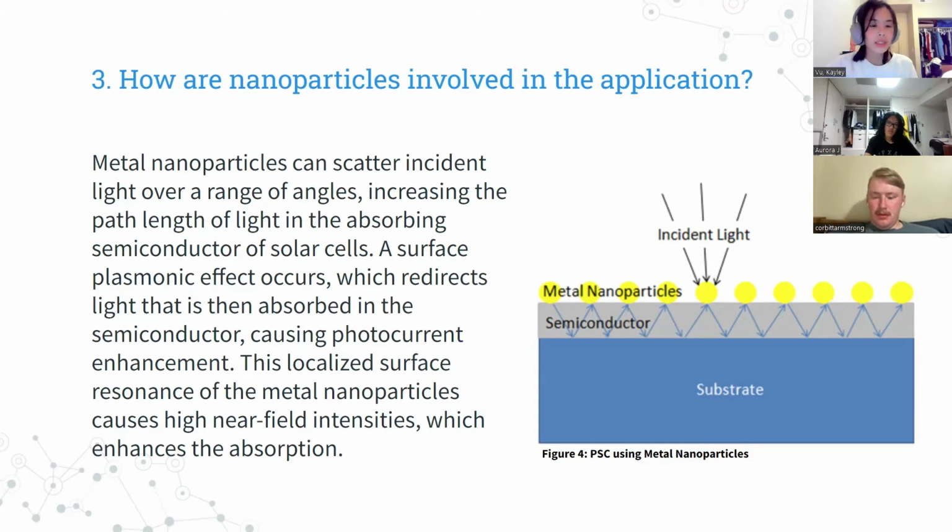To sum up, metal nanoparticles scatter incident light over a range of angles, and this increases the path length of light in the absorbing semiconductor of the solar cells. And thus the efficiency of the absorption is increased.